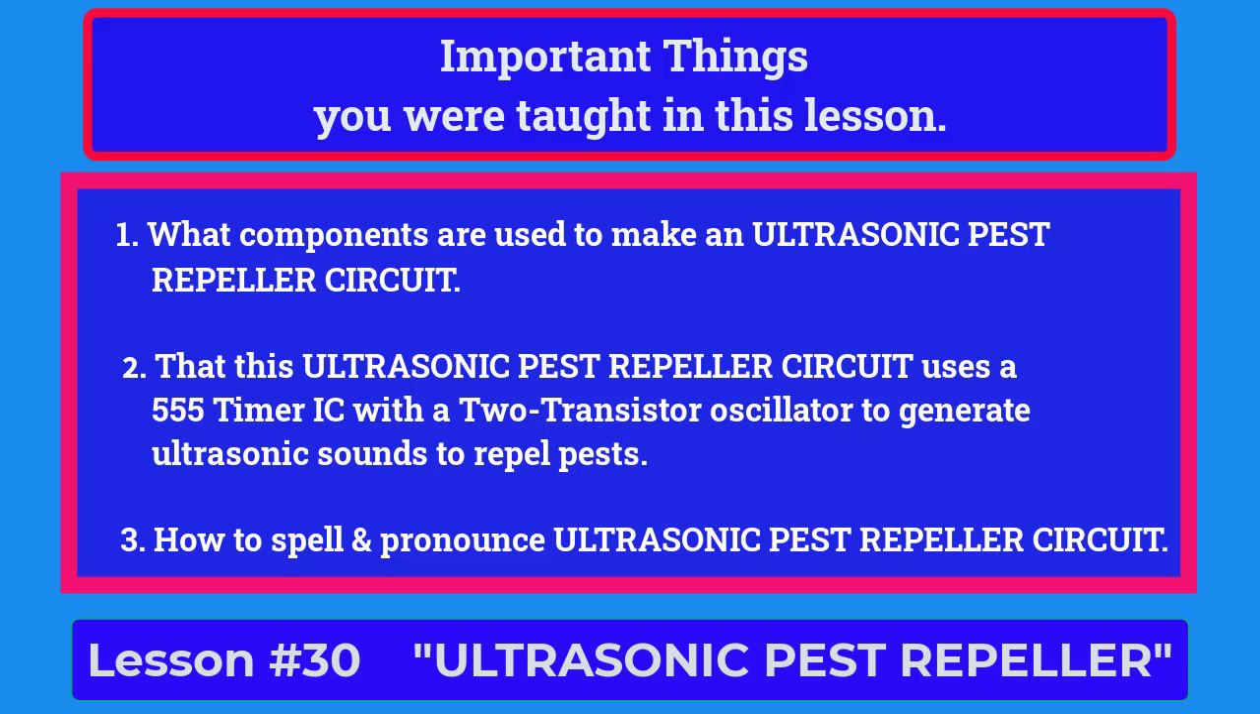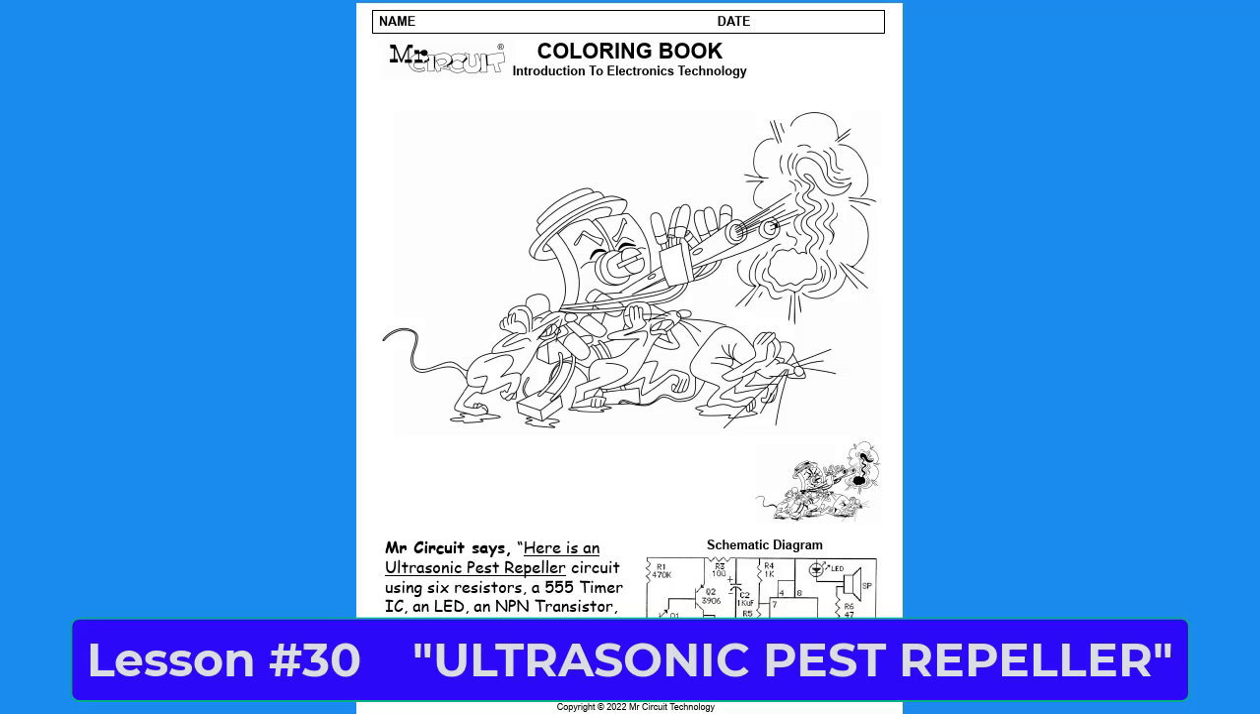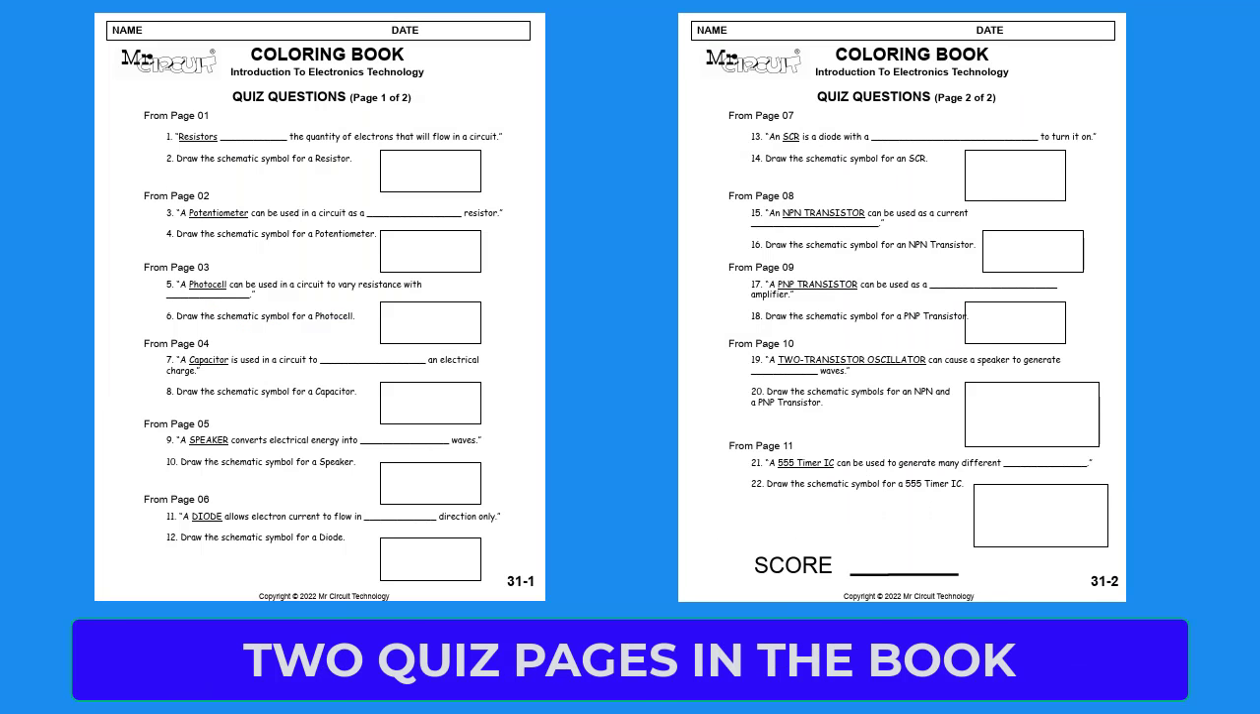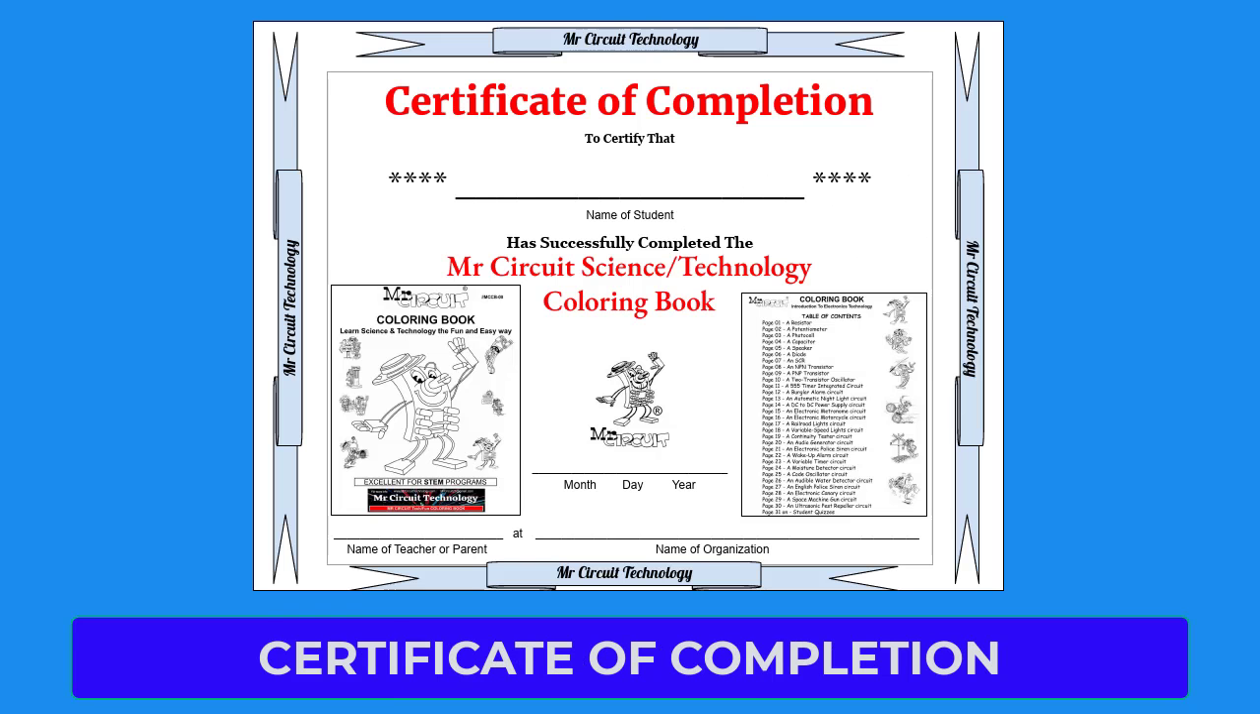Now, to finish this lesson, please color in the Mr. Circuit robot on page 30. This is the last lesson in the Mr. Circuit STEM Coloring Activity book. When you have completed all 30 lessons and filled in the 2 quiz pages, you have earned the certificate of completion, which will be signed by your instructor.